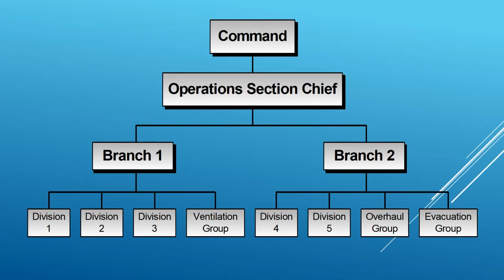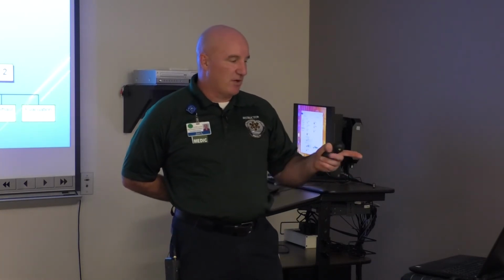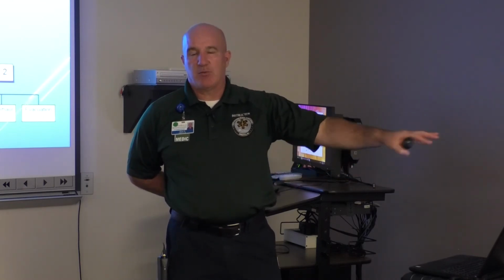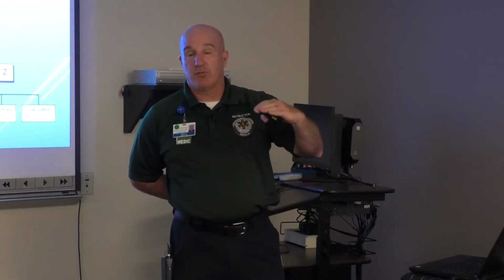So we can break it down, and we have branch 1 and branch 2 so that we can get that span of control back to where it needs to be. Under branch 1, we got division 1, 2, and 3, and an ventilation group. In branch 2, division 4, 5, overhaul group, and evaluation group. So remember what I told you, the divisions are identified as a geographic reference. So if you have a division 1, it's probably related to the people that are on side 1 of a building or the people that are on the first floor of the building. So that's usually how those are referenced.